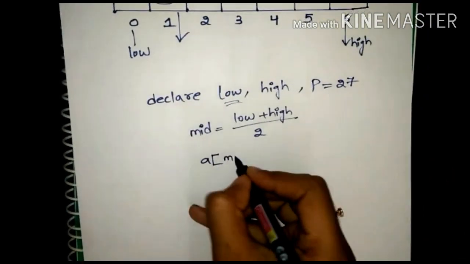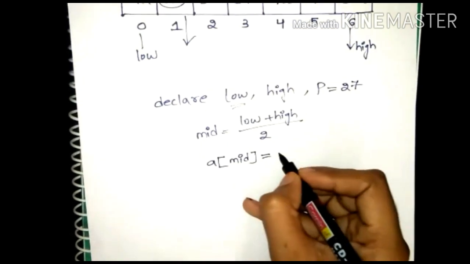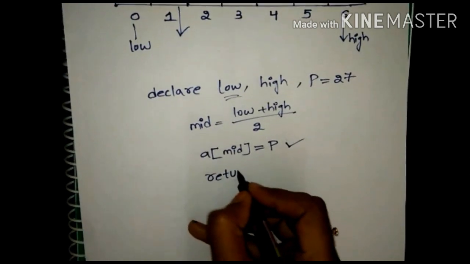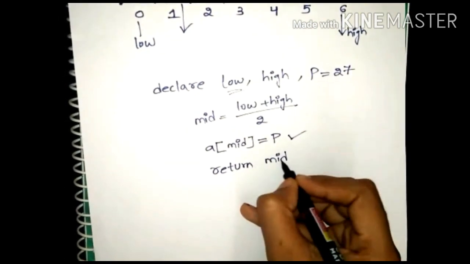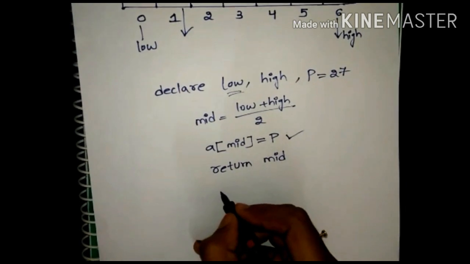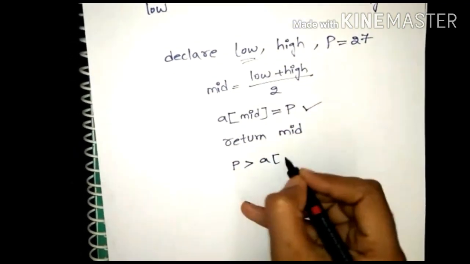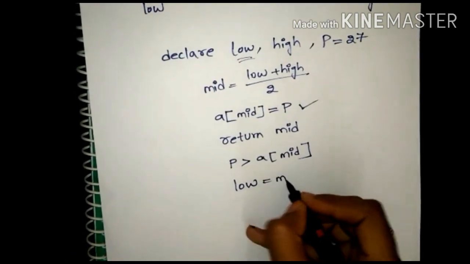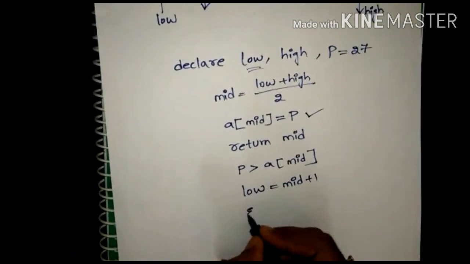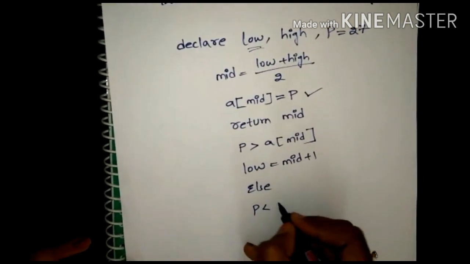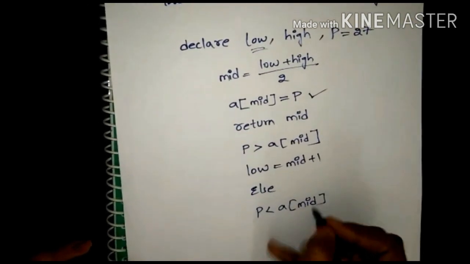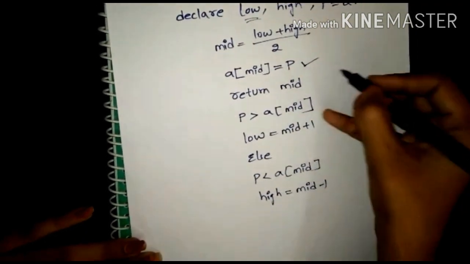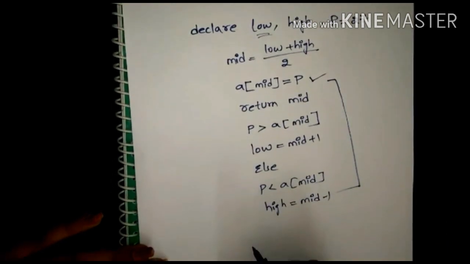Then compare the mid value with the target value. If this condition is true, then return the mid value. Here it will be a little clumsy. If our target value is greater than the mid value, then low will become mid plus 1, or else if our target value is less than the mid value, then high will become mid minus 1. And it is a loop, it will repeat the process until we find the target element.